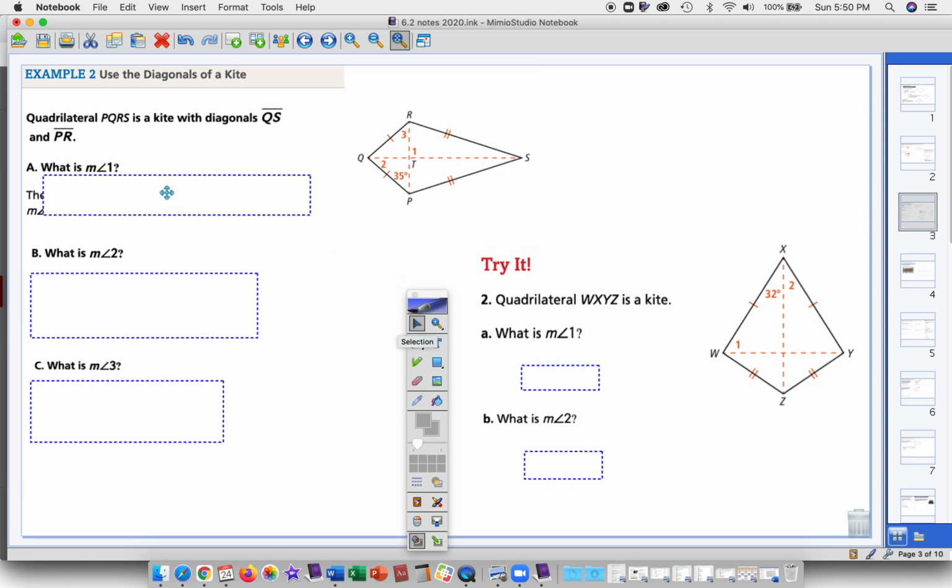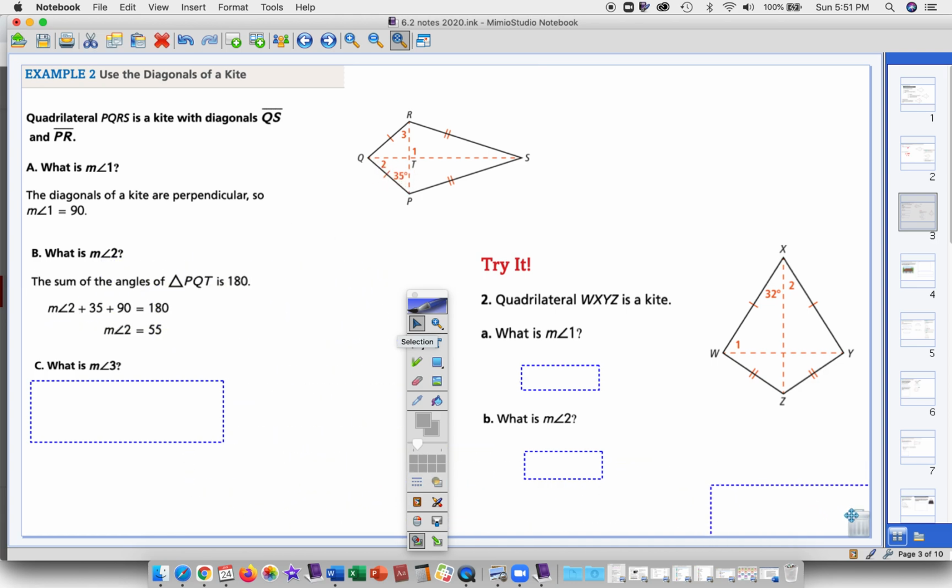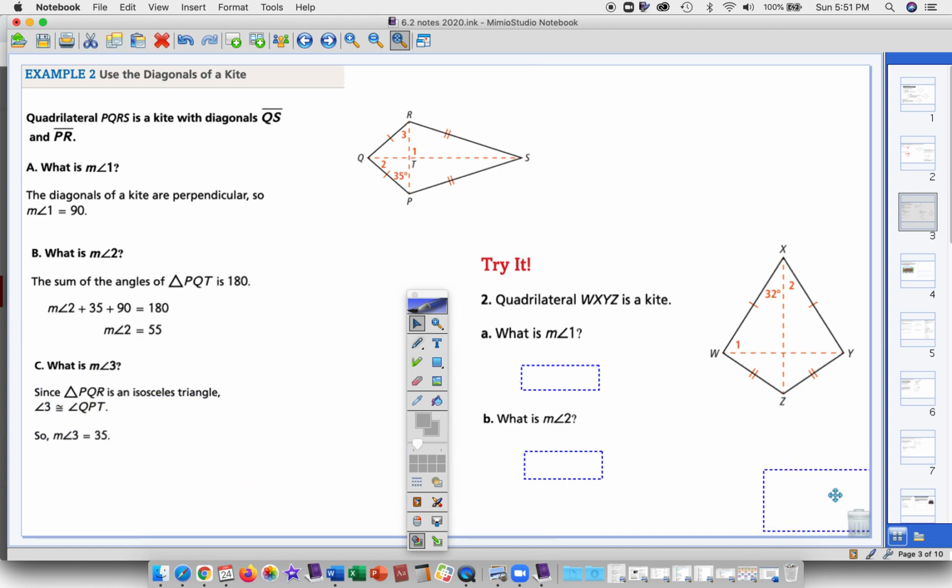Angle 1, again, is 90 degrees. Angle 2 is the complement of 35 degrees, so we have a right triangle. And angle 3 is congruent to angle QPT, because we have an isosceles triangle. This is an isosceles triangle as well. Keep that in mind.